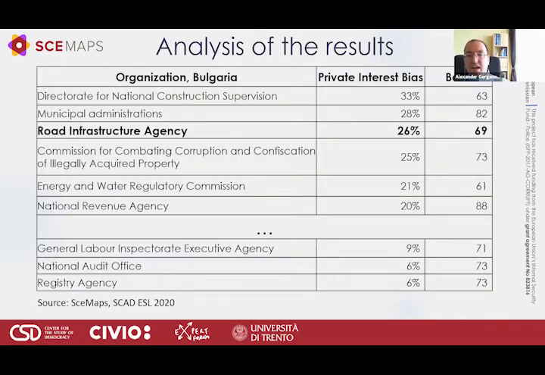And here you can see how the different public organizations perform, and you can see that the highest scores were for the municipalities, for the Directorate for National Construction Supervision, and for the Road Infrastructure Agency. And later in the training today, Todor will give some examples of what hard data, what quantitative results from the big data analysis we can see which support this expert assessment that there is some private interest bias for this organization.